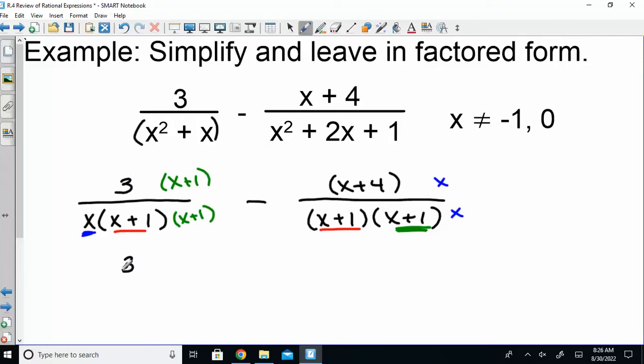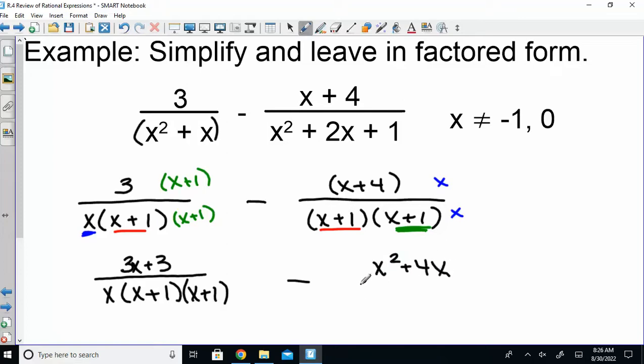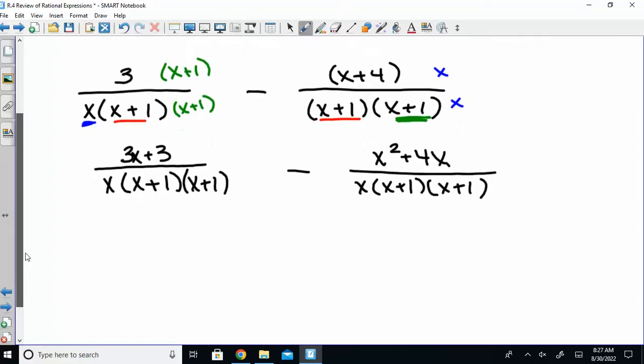So if I distribute, we get 3x plus 3 over x times x plus 1 times x plus 1. Here, if I distribute my x, that's x squared plus 4x over x times x plus 1 times x plus 1.